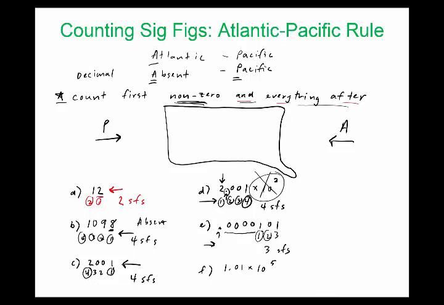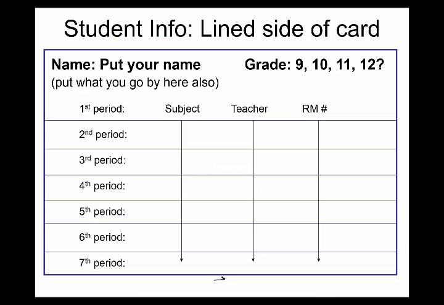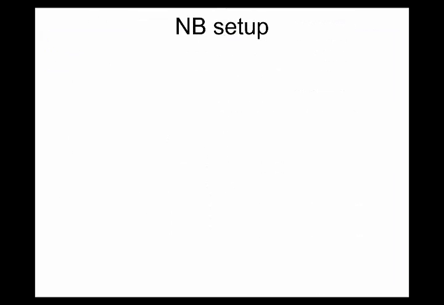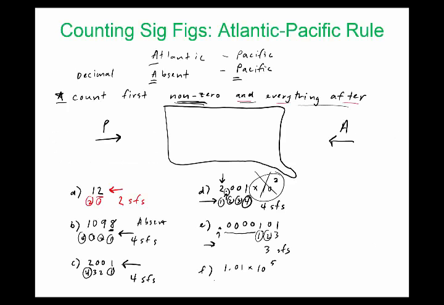Let's try some more examples. This one, decimal point's present. So all of these count. 1, 2, 3. 3 SigFigs. Okay, this one no decimal point, so we count from the Atlantic side, and this is a 0, so it doesn't count. None of these count. Only this one counts. So this number actually only has 1 SigFig.